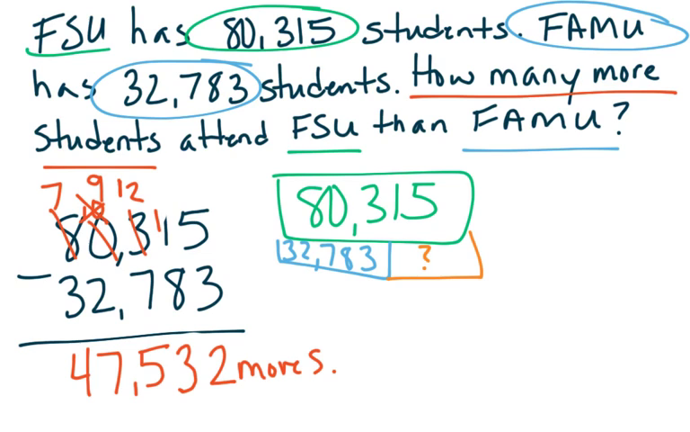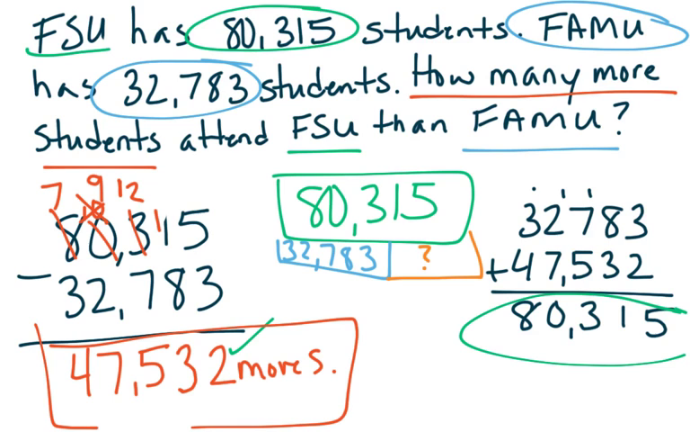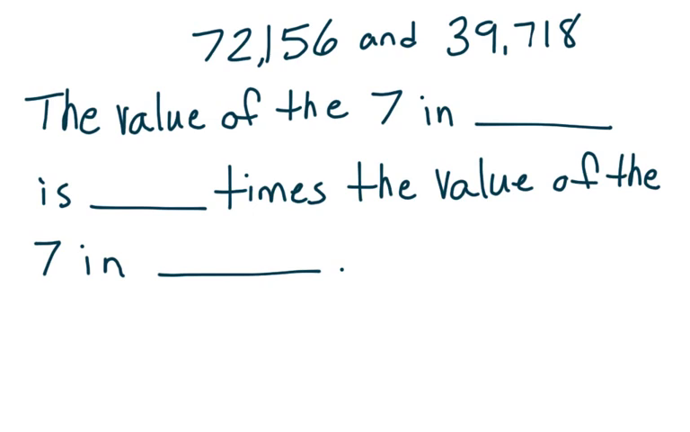Now, in order for me to check my work, I'm going to check with addition and make sure that the 32,783 and 47,532 add up to what I started with for FSU's total. And when I check my work with addition, they do add up to that 80,315. So I know that what I found as my difference is correct. So there were 47,532 more students.